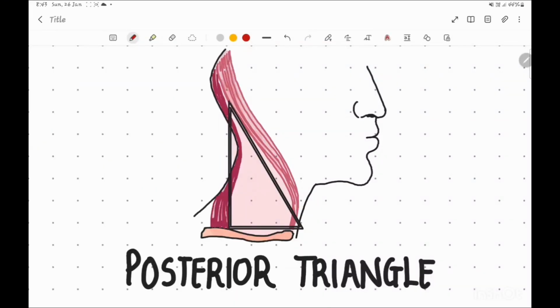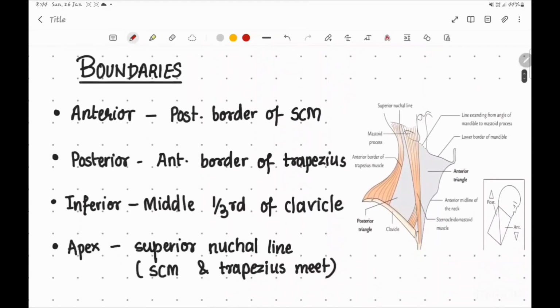Let us begin with our lecture on posterior triangle. In this lecture, I'll be covering all the important points from exam point of view. Let us begin the lecture with covering the boundaries. The first important point, that is boundaries.